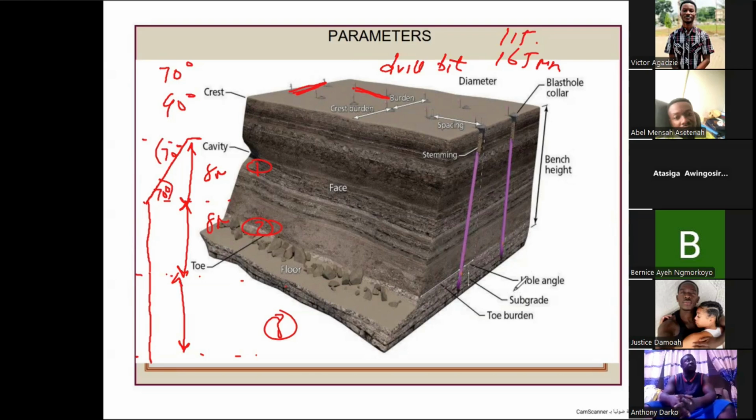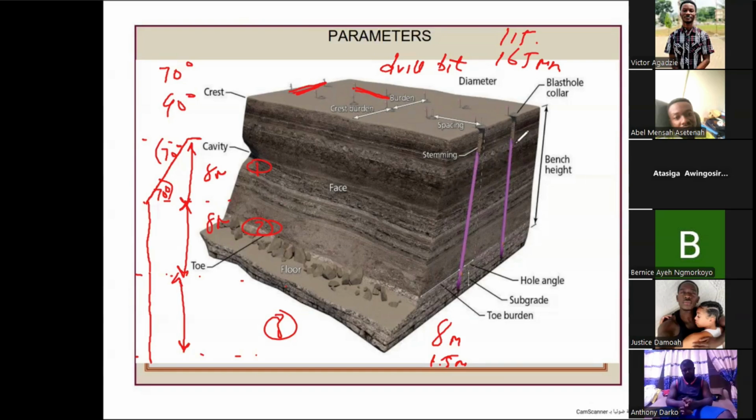We have the subgrade or the subdrill. The subdrill is simply the drilling below grade. So let's say you are using a bench height of 8 meters. You can choose to add 1.5 meters of subdrill. The subdrill is just to help you minimize toes. It will help you level the surface after blasting.